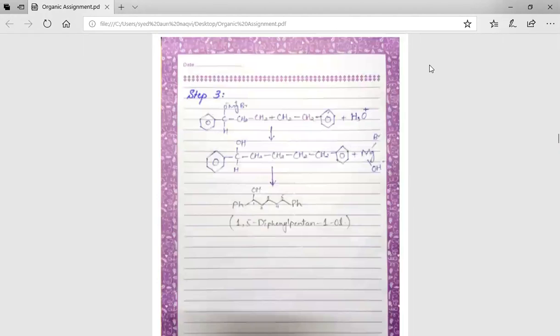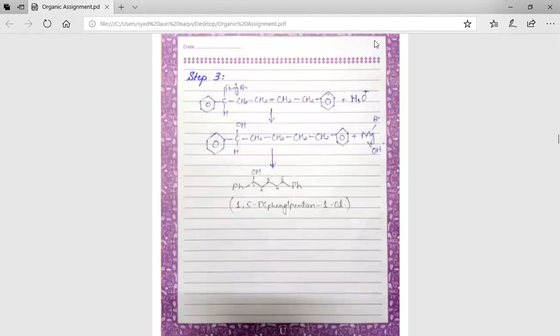In the second step, when we treat the above compound with a hydronium ion or water, or H positive ion, the H positive ion replaces the magnesium bromide in its place here. So we will have our product 1,5-diphenylpentan-2-ol. This is our final product and the mechanism of the reaction.